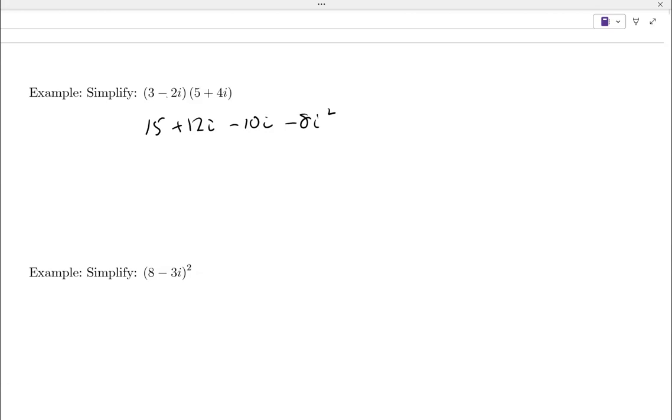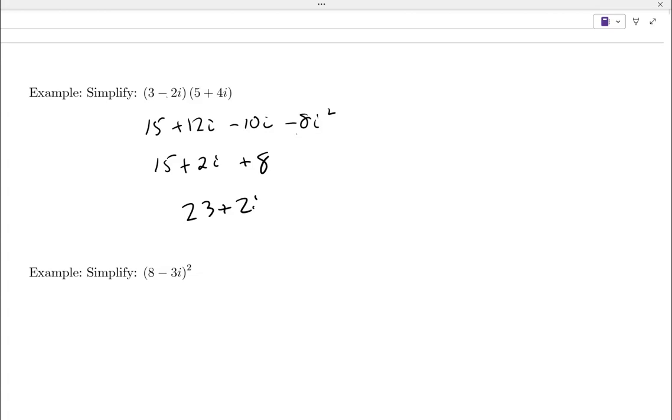Okay? The only extra thing we do now is what's i squared equal to? -1. So instead of -8i squared, that becomes +8, right? Because i squared is -1. So it's just the i squared goes away and it flips the sign. And then 15 plus 8 gives us 23. And notice I combined the like terms with the i's, right? Plus 12i minus 10i gave us plus 2i. Does that make sense? Is that okay? It's not any different than multiplying polynomials, is it?